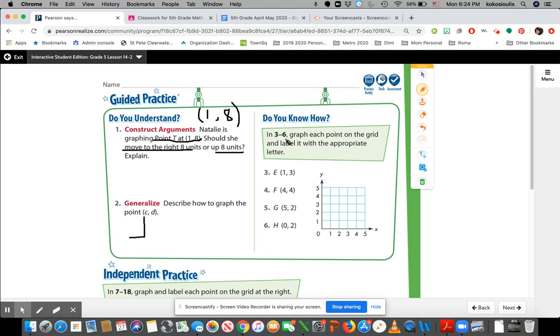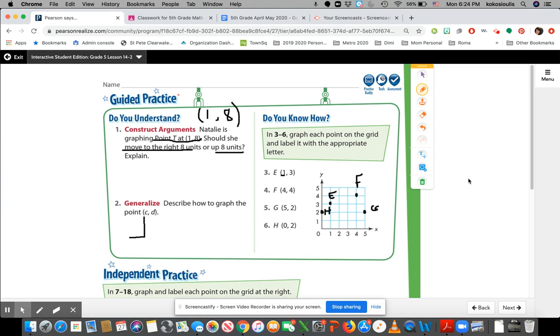Graph each point on the grid and label it. Again, I'm going to run 1 and then I rise 3, my X and Y. That is E, and I'm going to label it with an E. The next one says I'm going to run 4, and I'm going to rise 4. That one right there is labeled F. Number 5, I'm going to run 5 and rise 2, and that's G. And the last one is I'm going to run 0 and rise 2. So that's my X, Y, and that's H. And that's what that would look like.